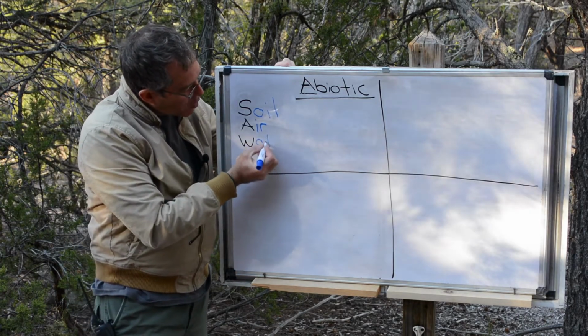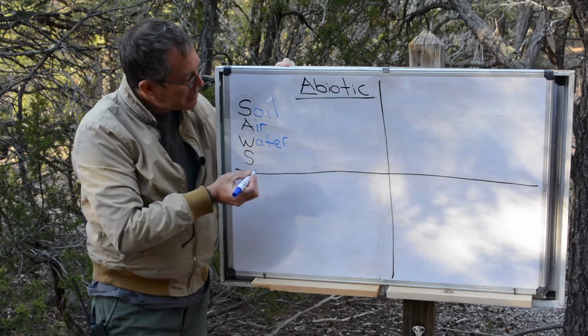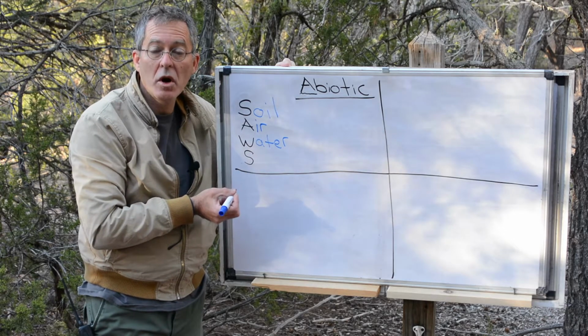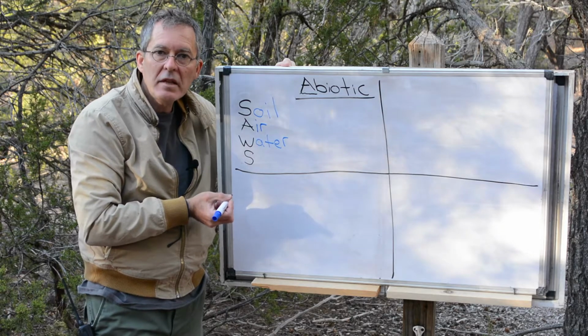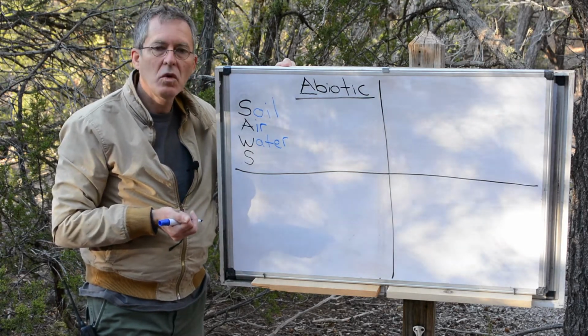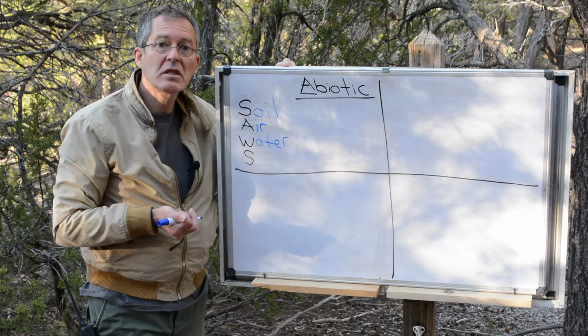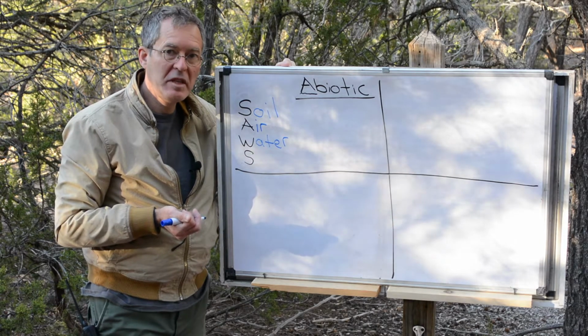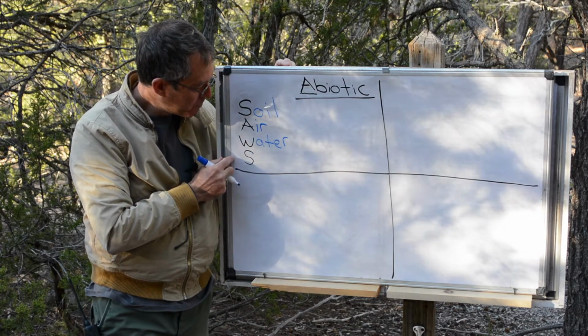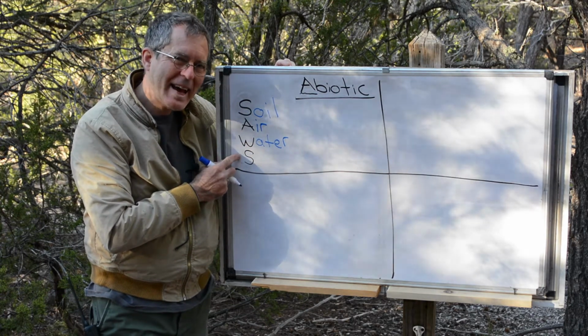Now, water doesn't just have to be liquid. When it snows, that's water. When it hails, that's water. If it's foggy, that's water too. So we can call it precipitation. We can call water precipitation as well. We got that last S.